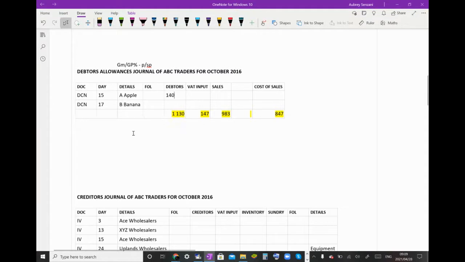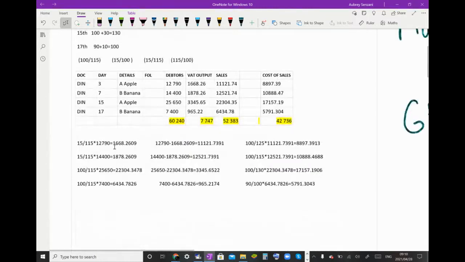Okay. Then, can you see something interesting though? This time we said input VAT. We didn't say output VAT. Somebody tell me why that's the case. Because when we look at the debtors journal, what we just did, it was output VAT. Why do we have input VAT there?